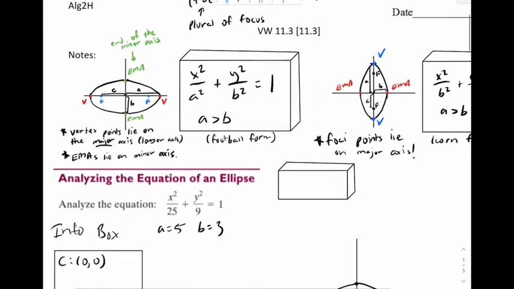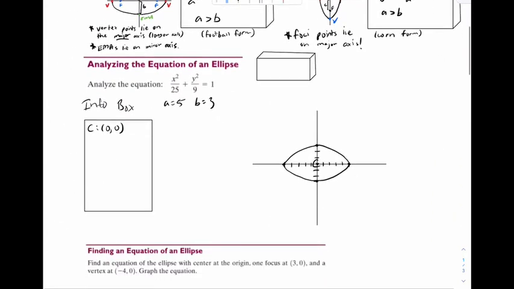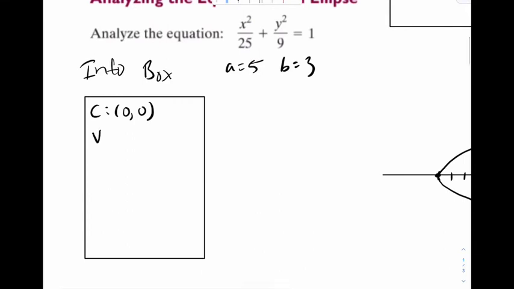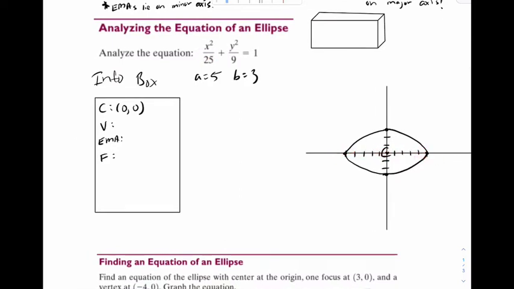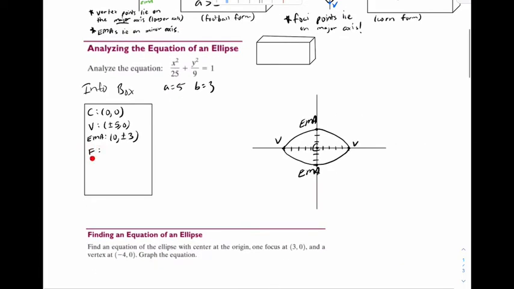So let's go back to the original problem now and fill in what we know. In our info box, I have my vertex, we have co-vertex, and then we have the foci, or the focus points. For the vertex, I can see that this one's bigger, so our vertex points should be along the x-axis. We'll label that V and V, and that would be plus or minus 5, 0. Our co-vertices are here, the shorter axis, so let's label that co-vertex, that's 0, plus or minus 3. The last thing is the focus point.